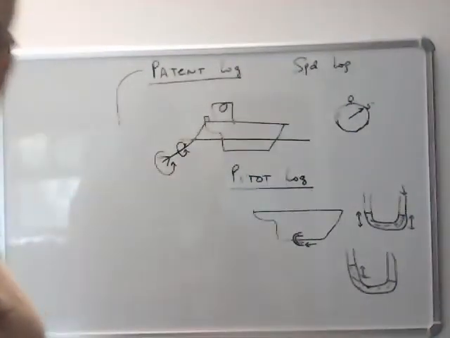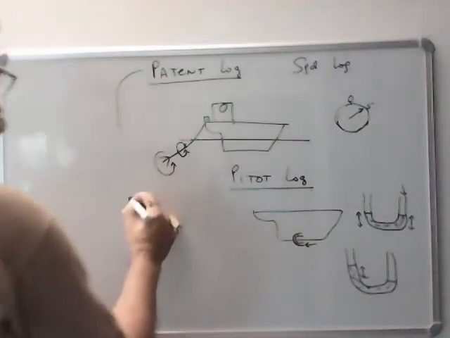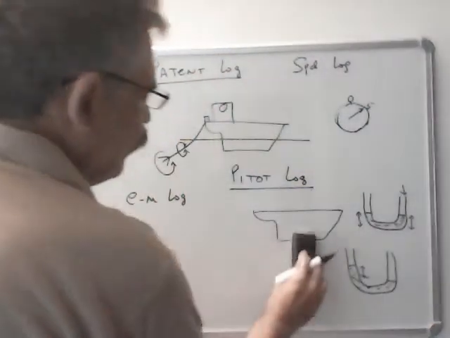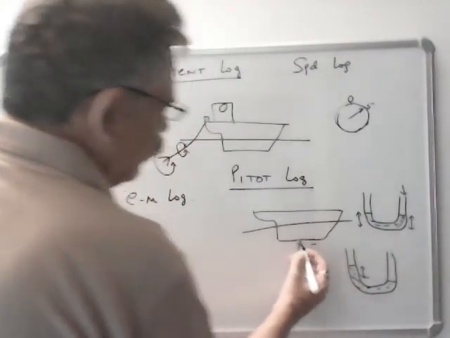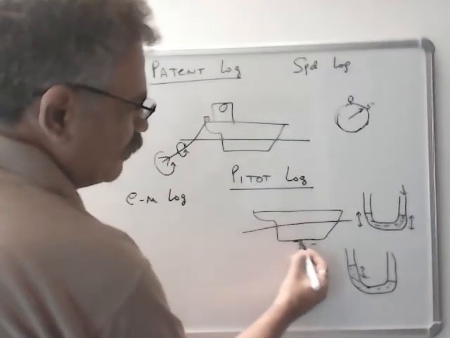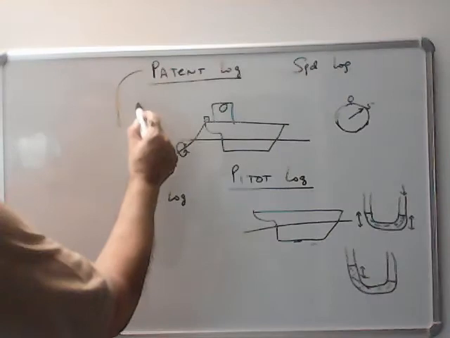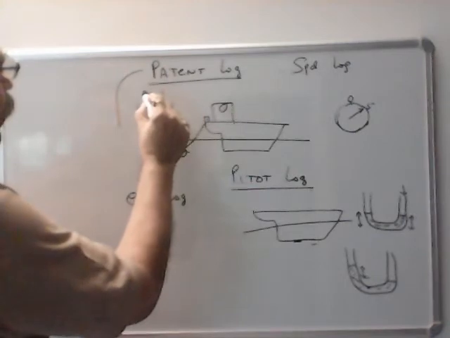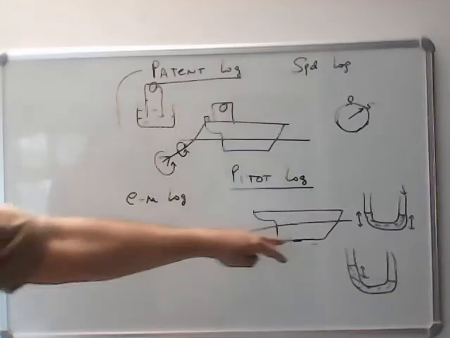Then we come to the third type, which is most popular nowadays. That is called electromagnetic log. Here also, at the bottom of the ship, there is a sensor which has two electrodes, similar to two electrodes in a lead acid cell, lead acid battery. So in a lead acid battery, we have two electrodes and we have an electrolyte, and a certain voltage is generated, EMF, between the two electrodes. So that principle is working here.